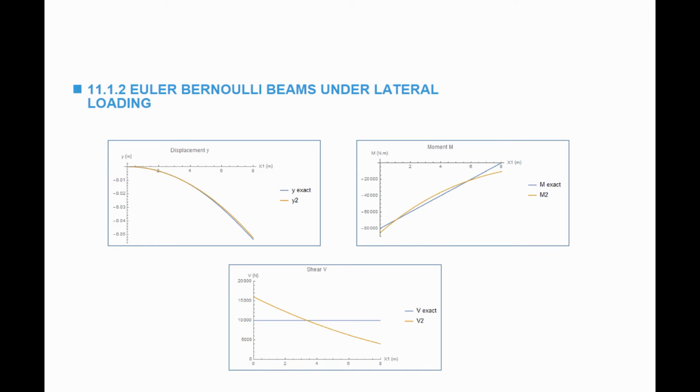The exact moment is a linear function. The approximate moment is not a linear function. It's a nonlinear function, but it's close enough. The exact shear is actually really far from the approximation v2. And so you could see that the third derivative of y is very far from the exact solution. So we're going to try a better approximation.